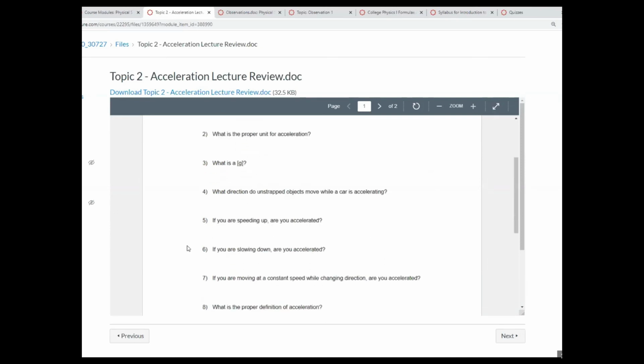Question number 5, if you're speeding up, are you accelerating? The answer to that question is yes, because speeding up is acceleration. How about slowing down? Slowing down is also acceleration. How do we know that speeding up is acceleration? We know because the unstrapped objects will move in the opposite direction of the acceleration of the vehicle. We also know that slowing down is acceleration because, once again, the unstrapped objects will move in the opposite direction of the acceleration of the vehicle when you're slowing down. So they will move in the forward direction.